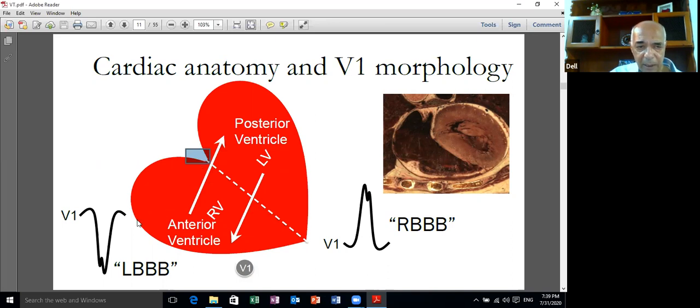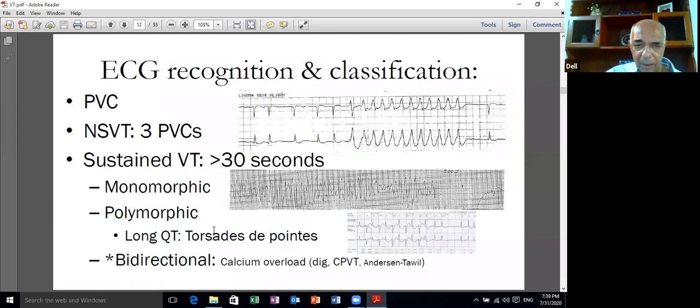It means that it will be a predominantly negative complex in V1. If you have a posterior ventricular origin of the tachycardia, free wall or an exit from the septum towards the left side of the heart, then you will get a right bundle branch block pattern, that is a positive deflection in V1. So this is the first step in localizing the origin of the tachycardia.